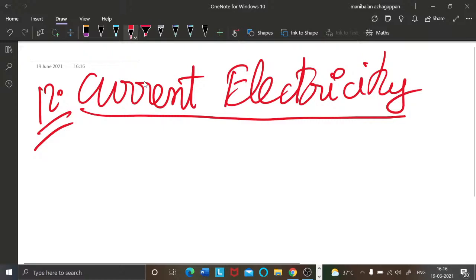For 10th standard, it is chapter 12. For 12th standard, it is chapter 3. It's a very important chapter, current electricity. If you are preparing for NEET or JEE, for both exams this is very important. So today we are going to learn the full concept of current electricity.